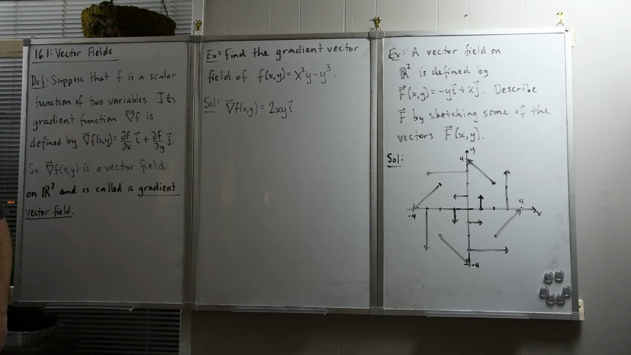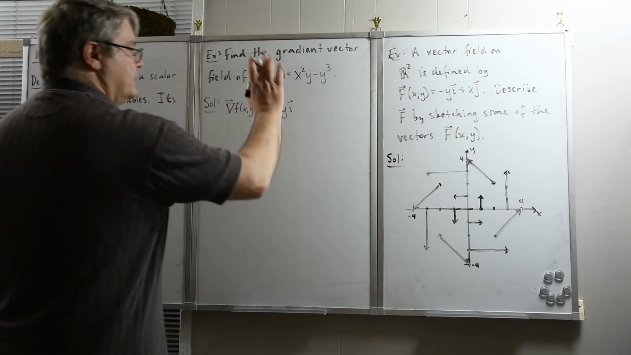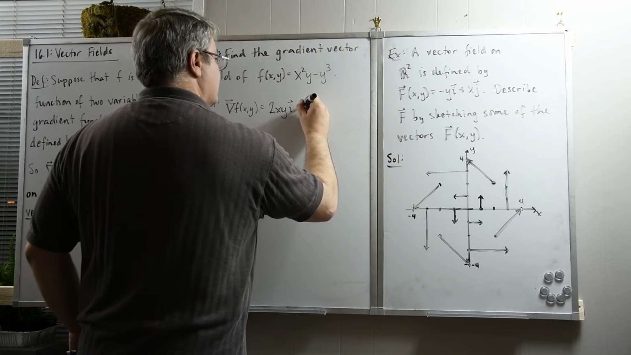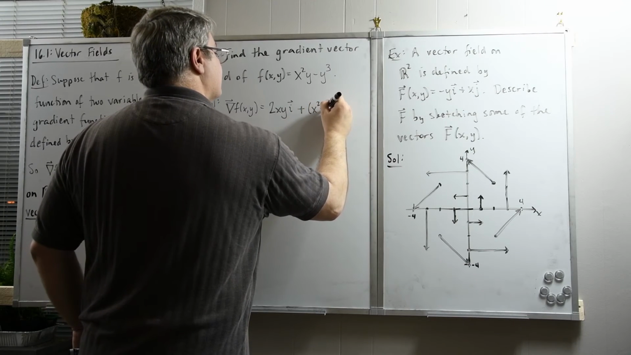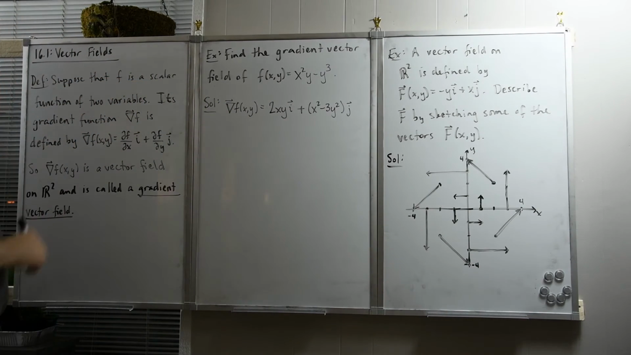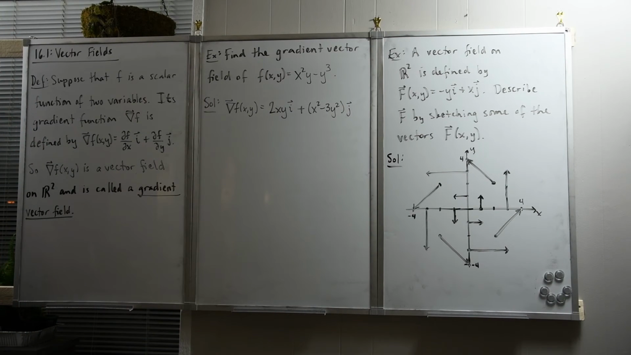And then we have to take the partial of f with respect to y, and then x is treated as a constant. And so we'll have x squared minus 3y squared. So that's our gradient vector field. 2xy i plus x squared minus 3y squared j.